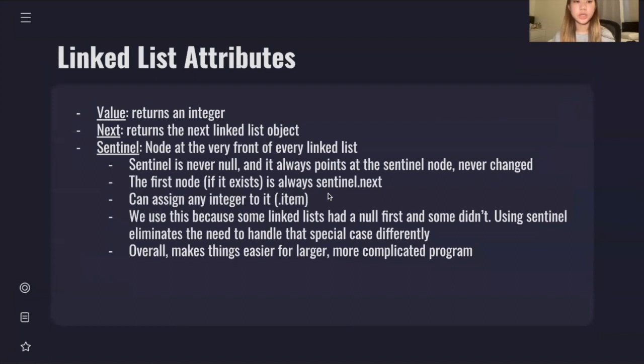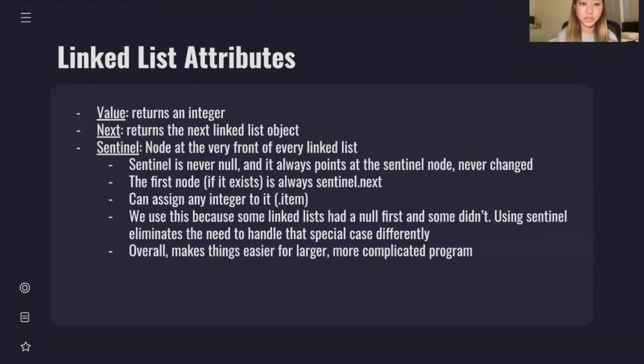So let's get started. For every linked list, there will be a value, and you can access that using, let's say, node.value, and that will return to you an integer that is stored within that node. There also is a .next, which will sort of bring you or point you in the direction of the next linked list object. And then there's also a sentinel. This one should be pretty foreign to you guys.